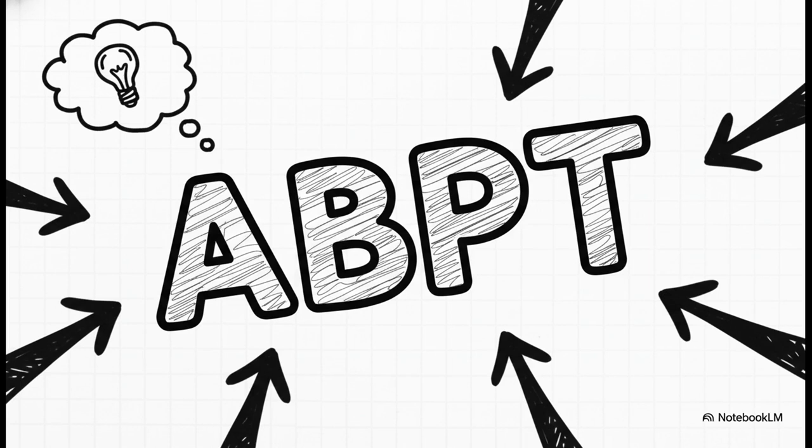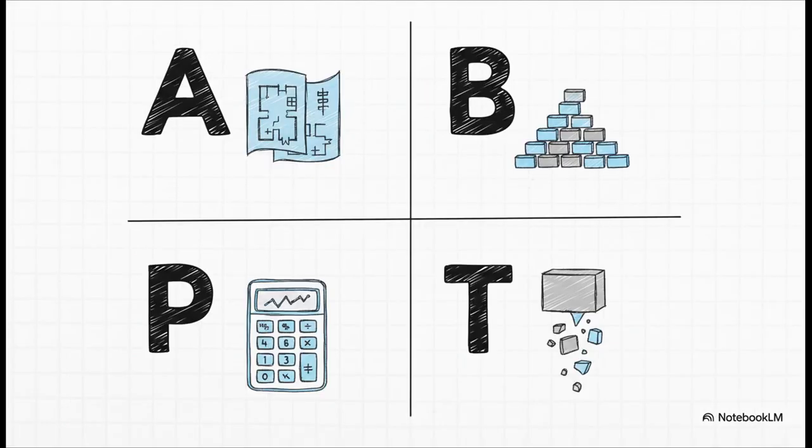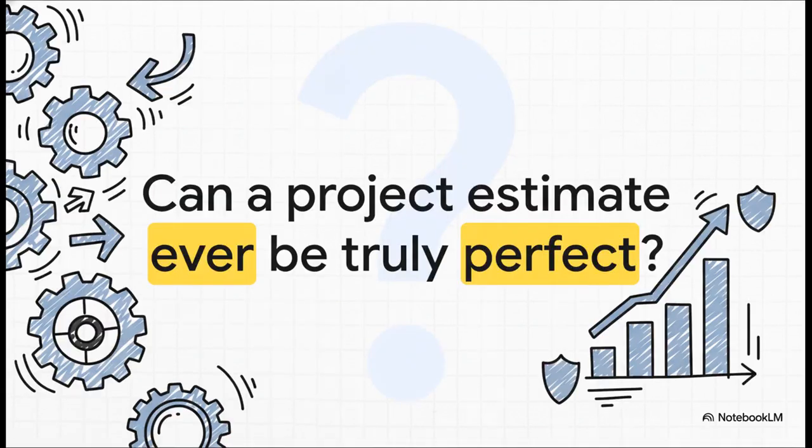And to make sure those 4 main techniques actually stick with you, especially when you're under pressure in an exam, we're going to use a super simple acronym, ABPT. Just remember ABPT. A is for analogous, B is for bottom-up, P is for parametric, and T is for top-down. It's a really simple trick, but trust me, it's an effective way to recall these 4 main methods whenever you need them.